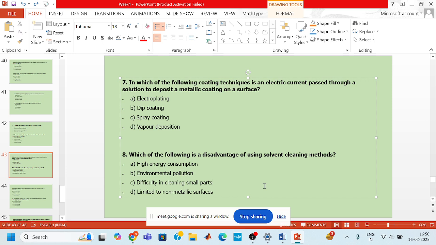Okay, eighth question is, which of the following is a disadvantage of using solvent cleaning methods? Options are high energy consumption, environmental pollution, difficulty in cleaning small parts, and D option is limited to non-metallic surfaces. Which of the following is a disadvantage of using solvent cleaning methods? Ma'am, what was the answer of 7? Option A is correct. Electroplating is the correct answer.